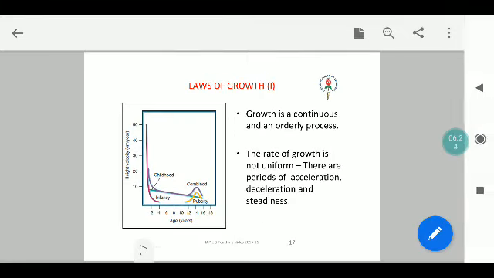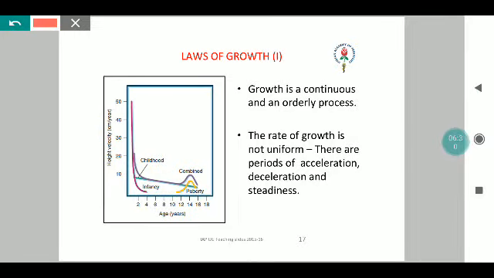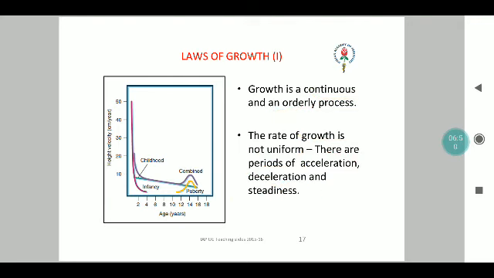Now, if you consider the laws of growth, it sounds complicated, but it is rather simple. The first thing we should understand is that growth is a continuous process and growth is an orderly process. The rate of growth is not uniform in all. There are certain times in which the growth is accelerated in certain domains, times in which the growth is decelerated in certain domains, and certain times where the growth is steady. So you do have a factor of all three.